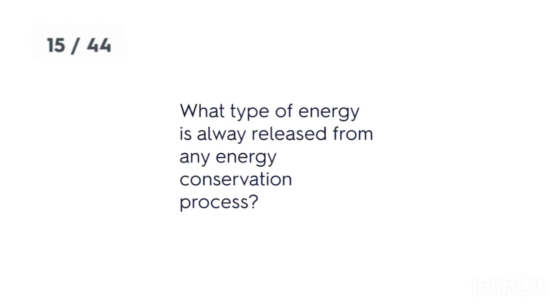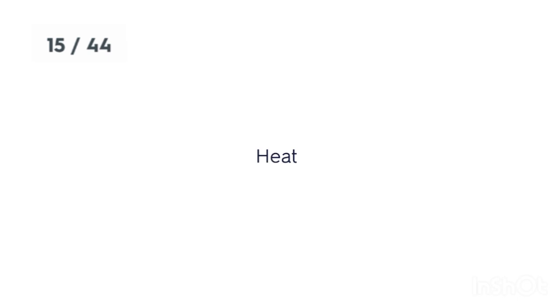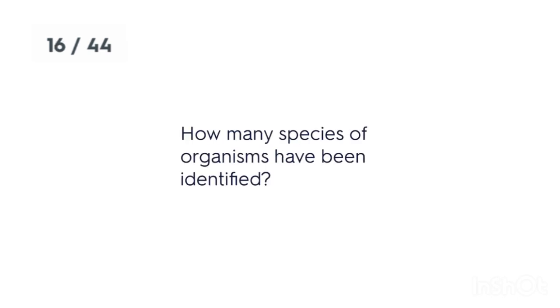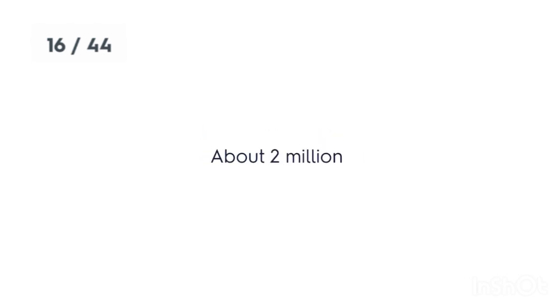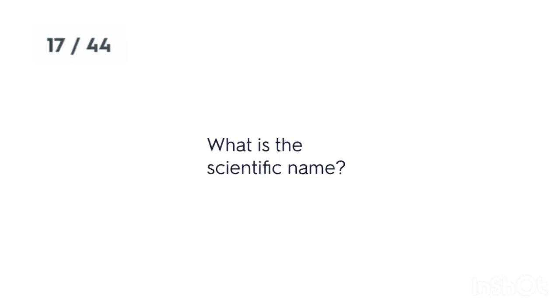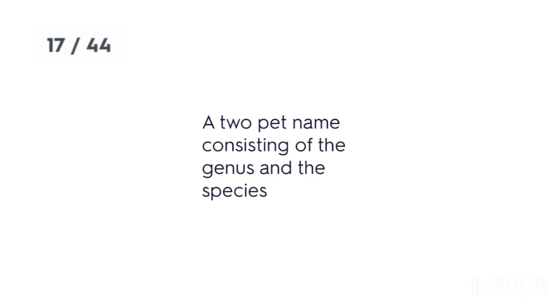What type of energy is always released from any energy conversion process? Heat. How many species of organisms have been identified? About 2 million. What is the scientific name? A two-part name consisting of the genus and the species.